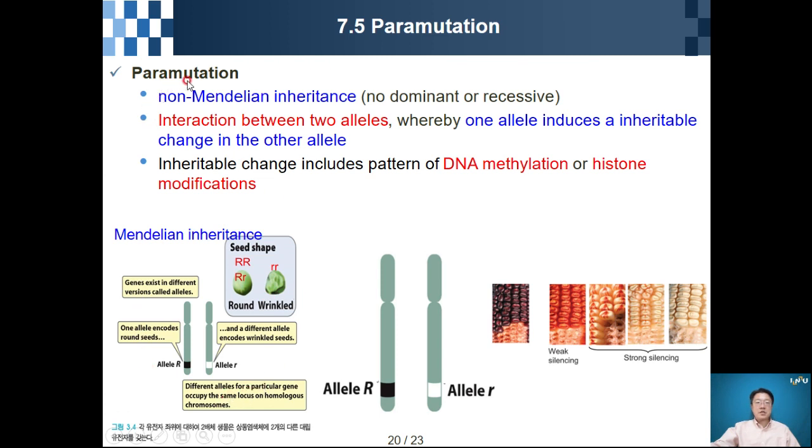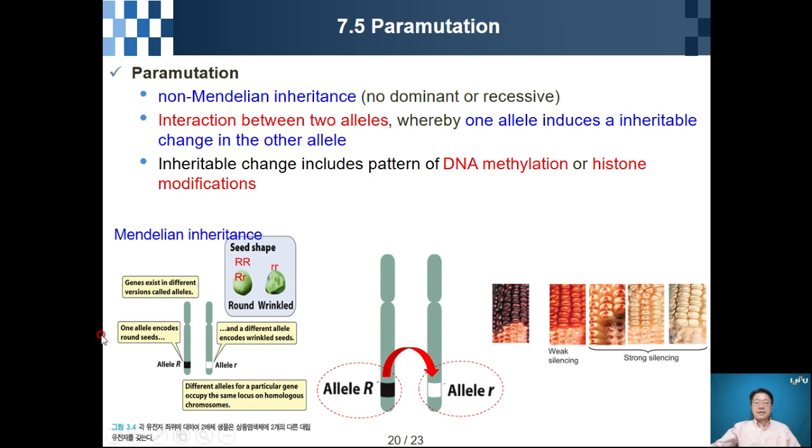However, paramutation shows non-Mendelian inheritance. In paramutation, an interaction between two alleles happens. For example, between the large R allele and the small r allele, an interaction happens, whereby one allele induces inheritable changes in the other allele. So this is paramutation. Once again, one allele induces inheritable changes in the other allele.